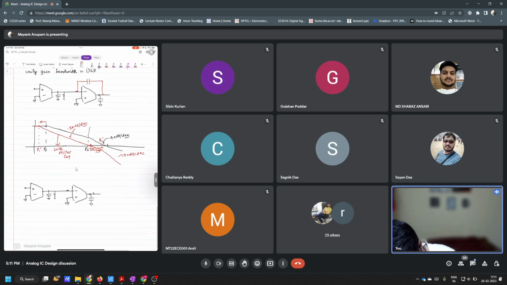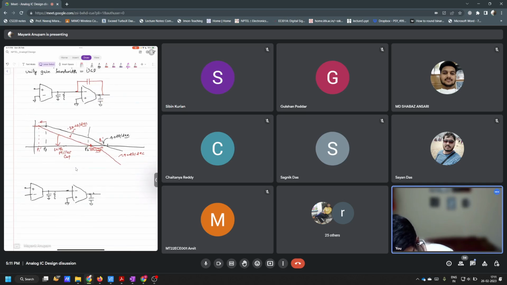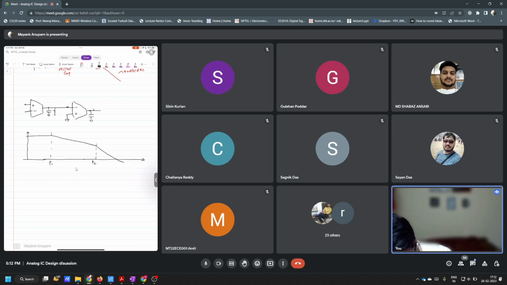So let's say we do not want to do this. What do we know about the pole location here? It is somewhat like this. We have one pole here, P1, and then we have another pole here, P2, and then we have this 40 dB per decade slope here, right? This is without any compensation in place. This is P1 and this is P2. So we have these two pole locations here.